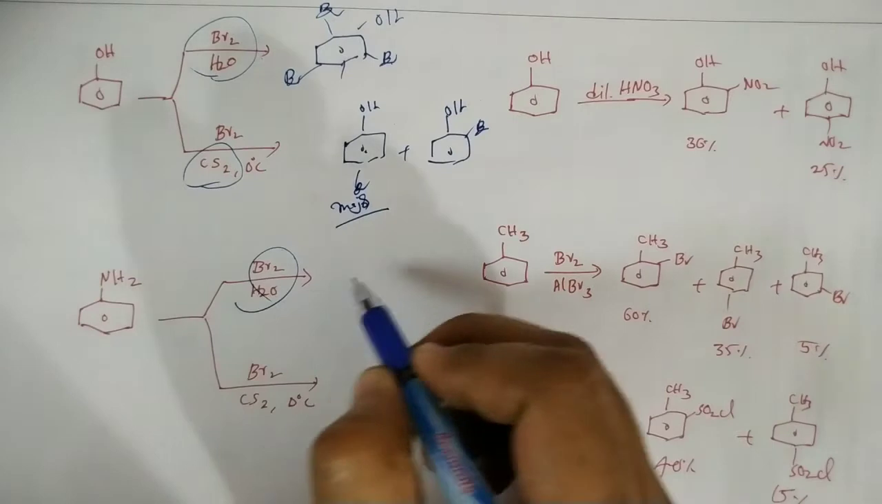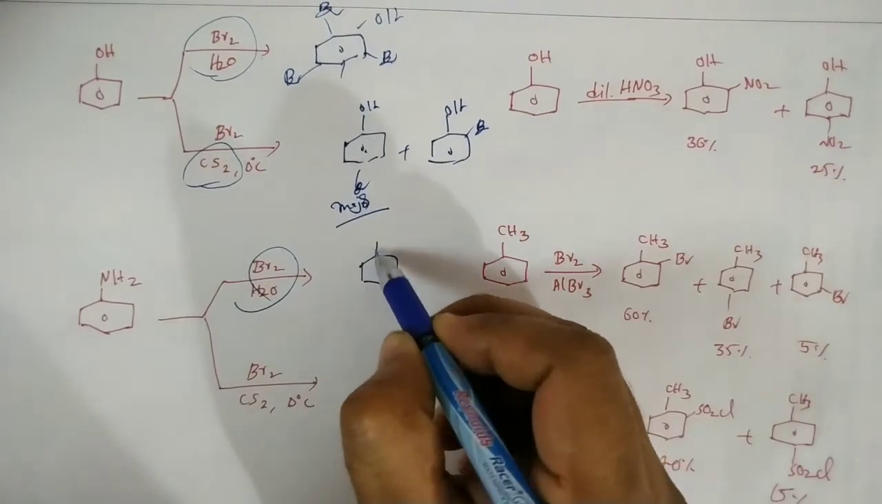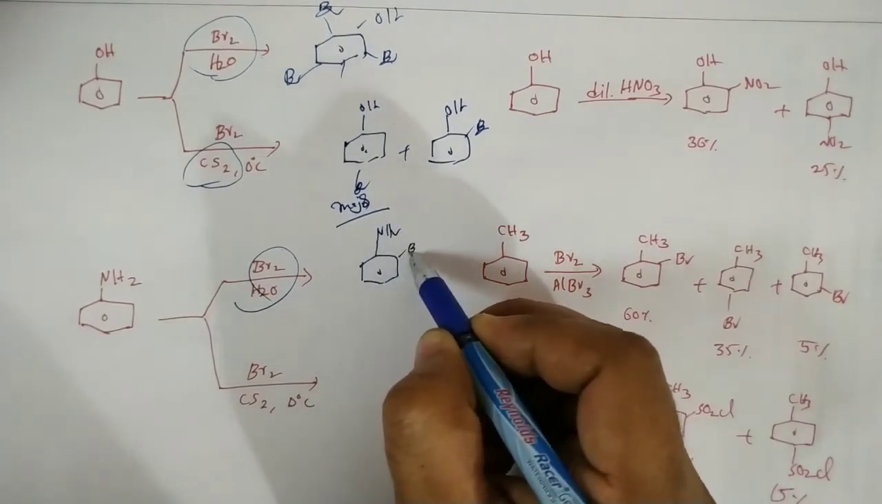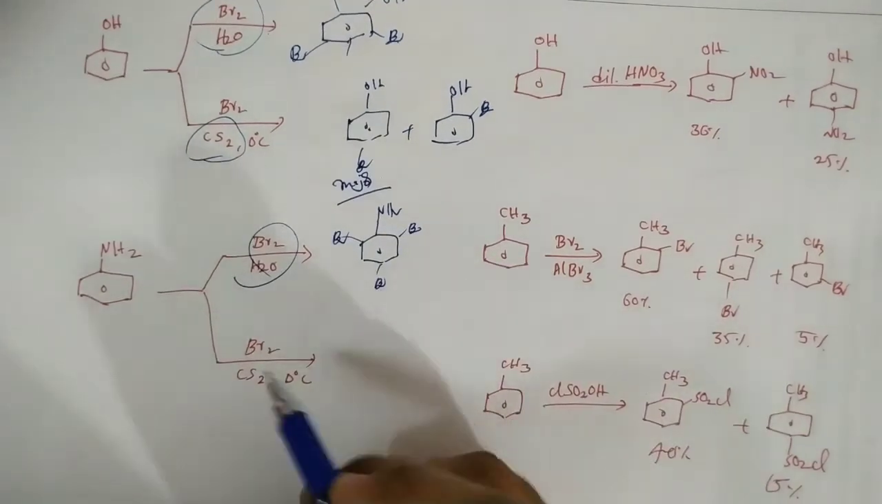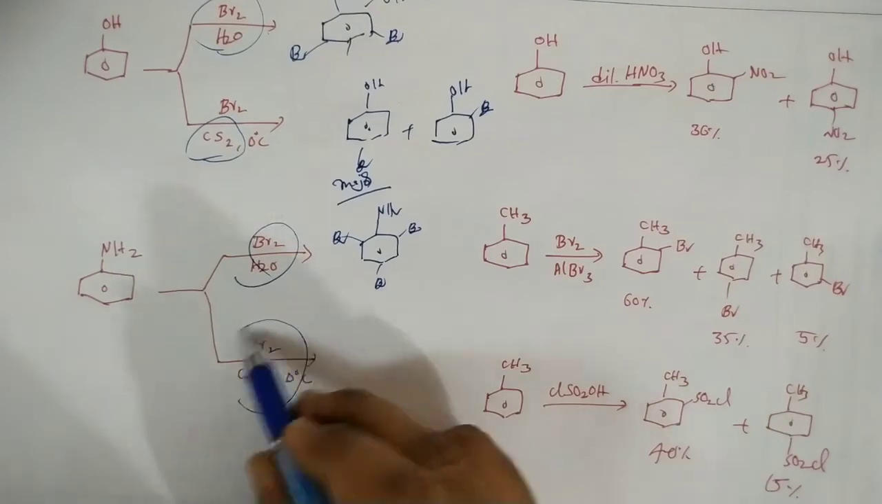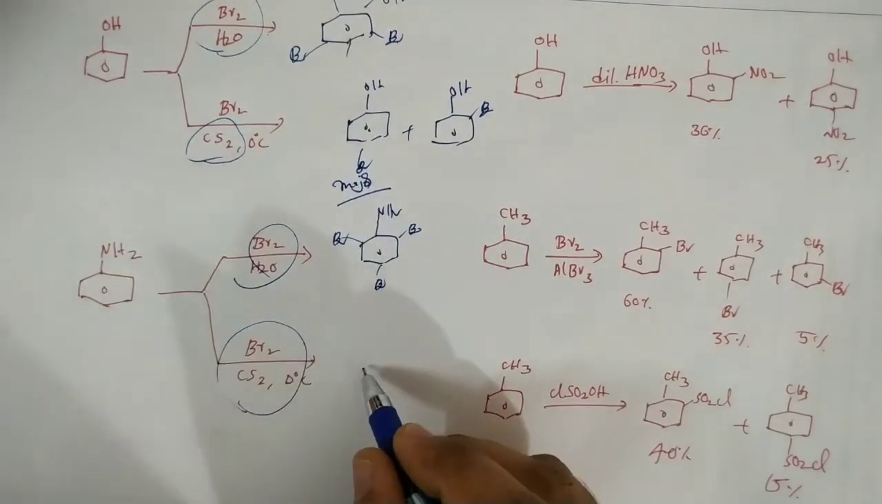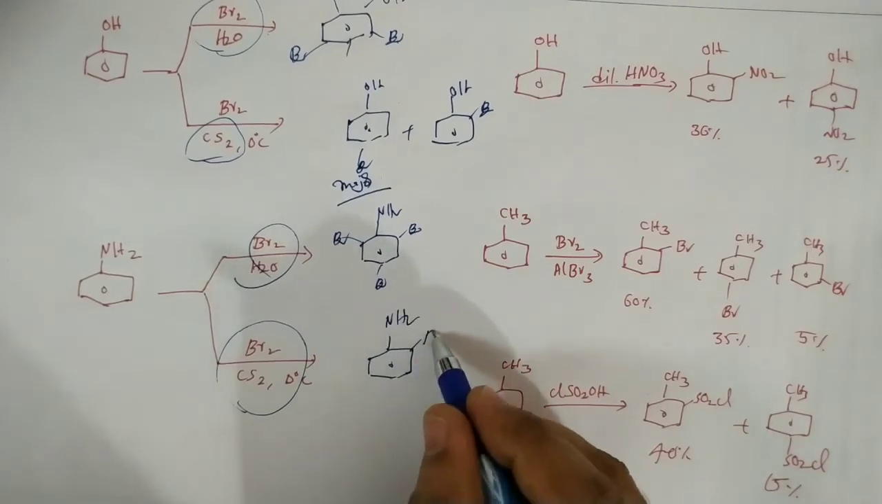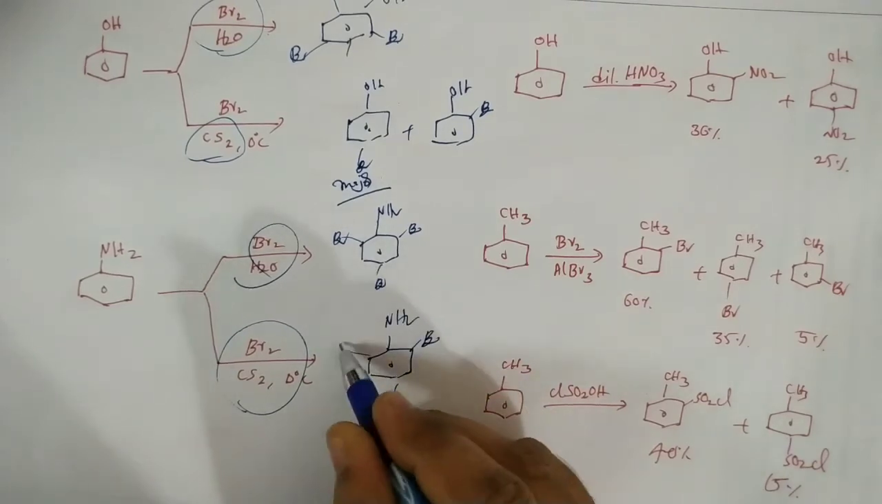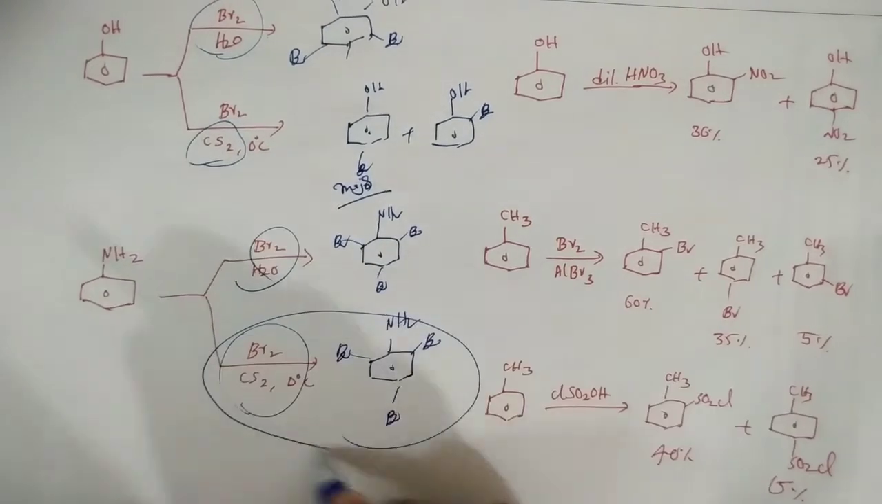Now similarly, in the case of aniline we will get the tribromo product, Br and Br and Br. Now in this case, Br and carbon disulfide as in the case of phenol, but your product is completely different because NH2 is a stronger donating group than OH. That's why here also tri-substitution takes place.